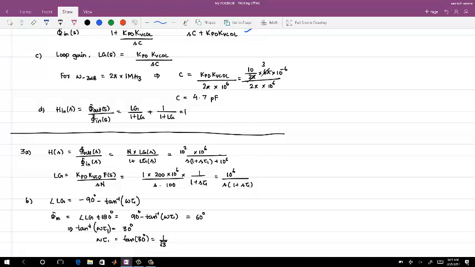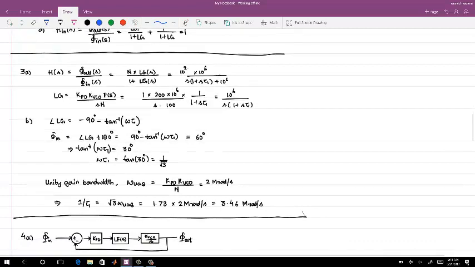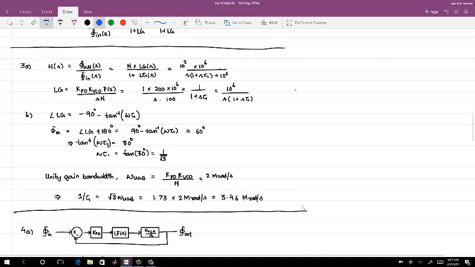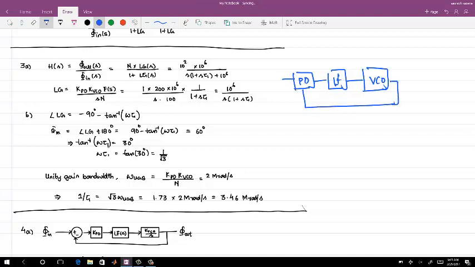So the next one is problem 3. For this, you have a phase detector, loop filter, and VCO. Sorry, there is also a divider, divide by N, and phi in to phi out. And I asked to derive the phase transfer function phi out by phi in.